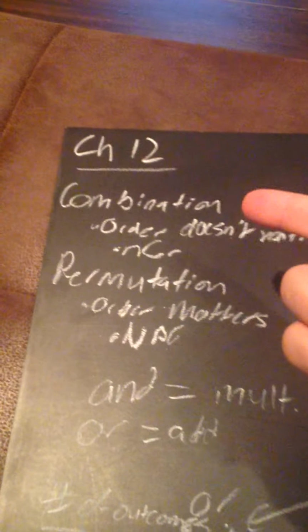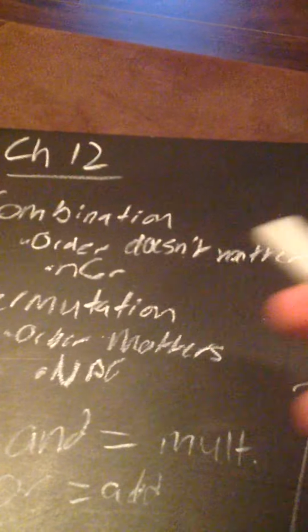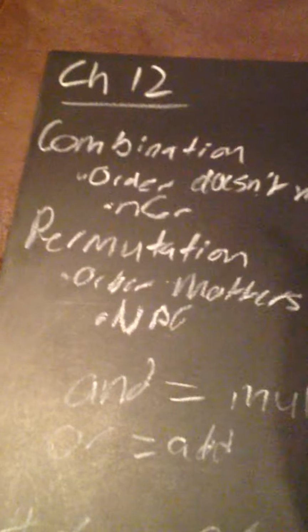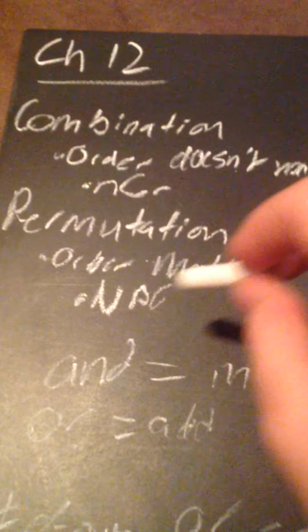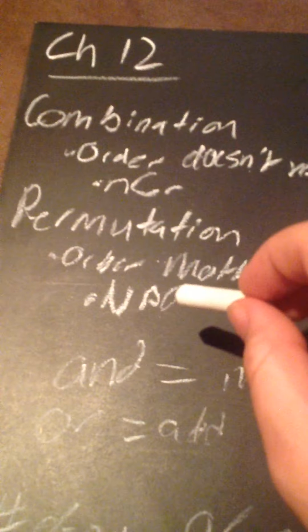Well, let's get started. First things first, you need to know the difference between a combination and a permutation. A combination is simply any set of numbers that you want to pick randomly. Order does not matter, and that would be nCr on your calculator. I'll show you where to find it later. Permutation is pretty similar, except the order does matter, and that's just nPr.